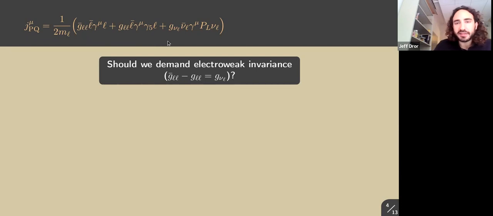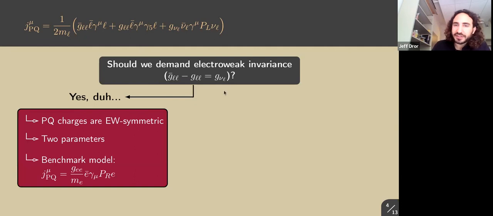But maybe you should say that I should demand perhaps that this coupling minus this coupling should be equal to the neutrino coupling, because the left-handed electron is related to the left-handed neutrino in that doublet. So the first approach you might take is obviously just yes, you should demand it, because we observe electroweak symmetry is a very good symmetry. And the argument here is that you should probably impose electroweak symmetry on the charges of the global symmetry that this axion particle interacts with.